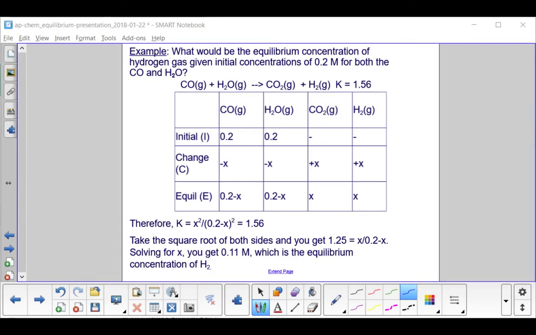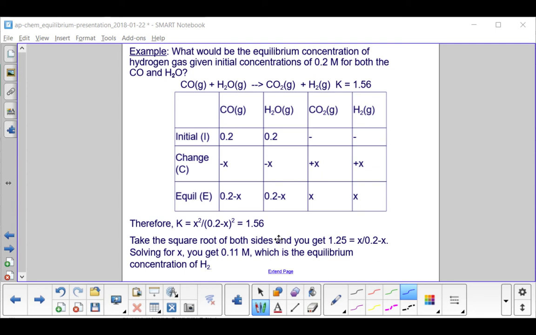What would be the equilibrium concentration of hydrogen gas given initial concentrations of 0.2 molar for both the CO and H2O? So I start with my reaction and my known K value. I put my initial concentrations of reactants, 0.2 molar, and we start with no products. Now we have 1 to 1 to 1 to 1 stoichiometry here. So each reactant will decrease by some value x, and each product will increase by some value x. So at equilibrium, each reactant will have a concentration 0.2 minus x, and each product will have a concentration x.